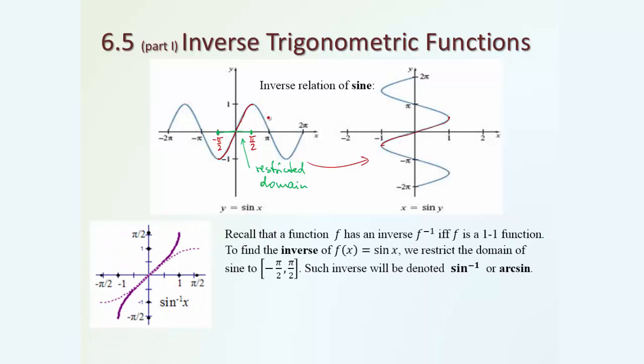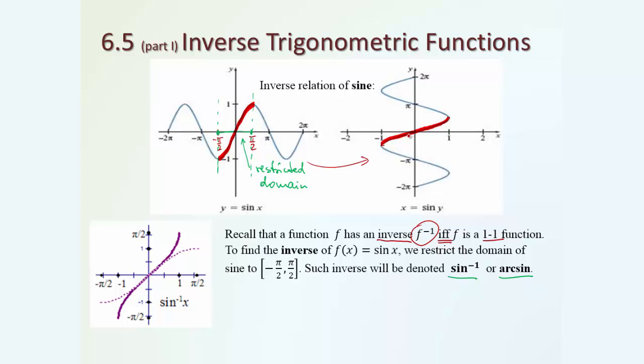In summary, as we said, a function has an inverse, denoted f to the negative 1, if and only if the function is one-to-one. Since sine is not one-to-one overall, we need to pick a section that is one-to-one, and the section that we usually pick is from negative pi half till pi half. In this section, we can reverse the sine, and the inverse of the sine will be denoted sine to the minus 1 or arcsine. So this graph over here is a graph of arcsine. It is an inverse of this part of the graph of sine.